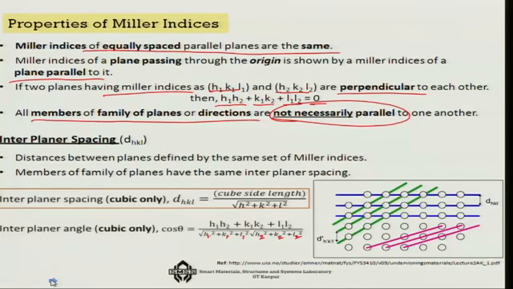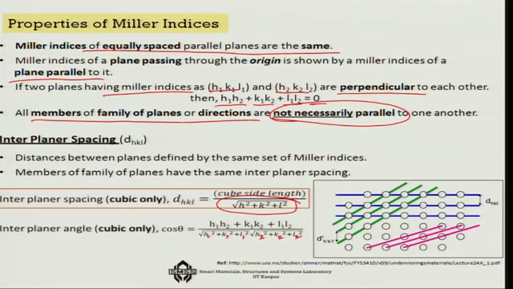Interplanar spacing is a very important one. The interplanar spacing d h k l is defined in such a manner that for a cube, it is the cube side length over the square root of h square plus k square plus l square, where h, k, l is the Miller index.